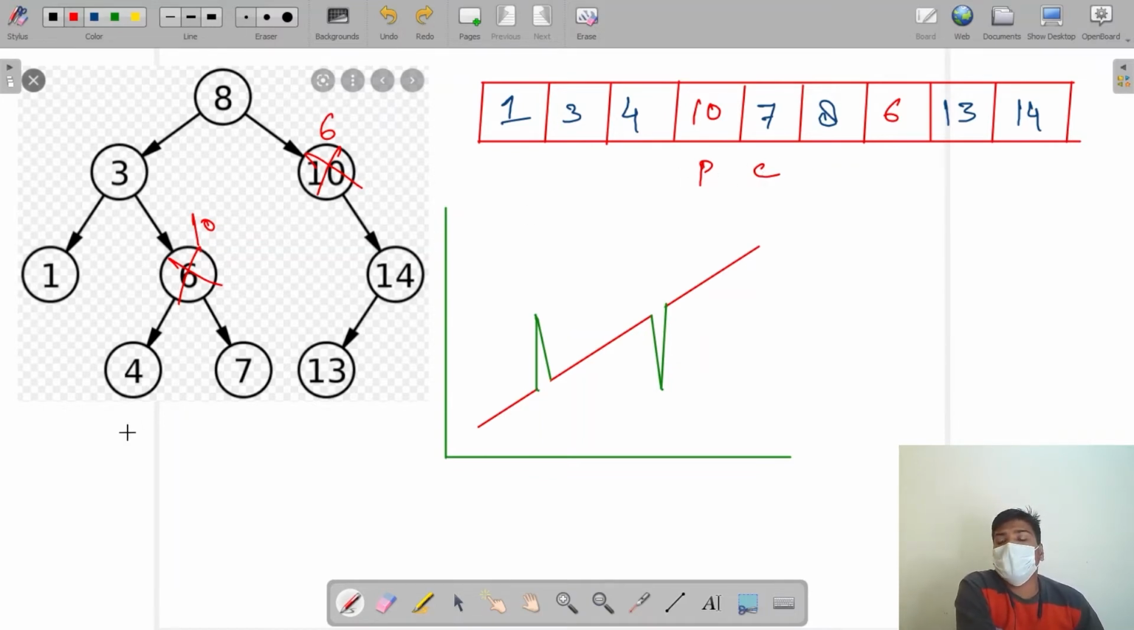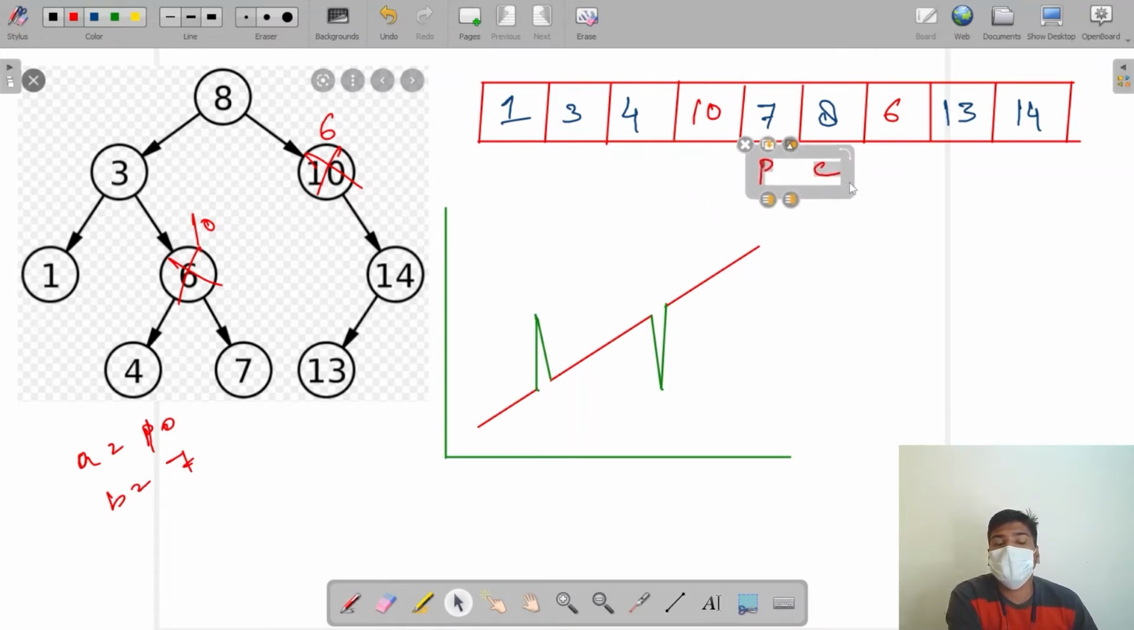So at this point we will store these points. A is equals to p. That means a is equals to 10 and b is equals to c. That means b is equals to 7. Okay, now what we will do, we will simply move forward. Okay, is previous greater than current? No. Is previous greater than current? Yes, it is. So now we will store it again.